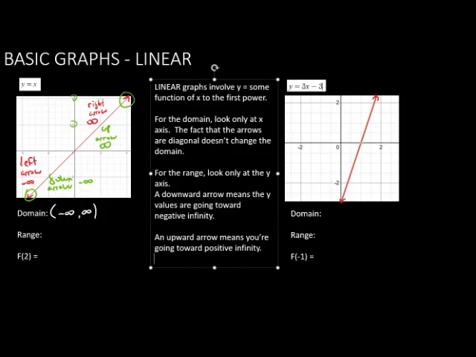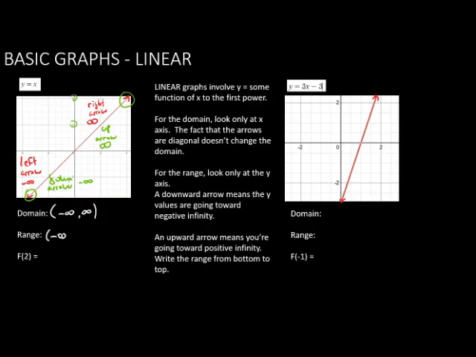Now, when we write the range, we always write it from the bottom to the top rather than left to right. So on the bottom we have that down arrow, and that down arrow represents negative infinity. On the top we have an up arrow, and that up arrow represents positive infinity. We'll place those inside of parentheses.